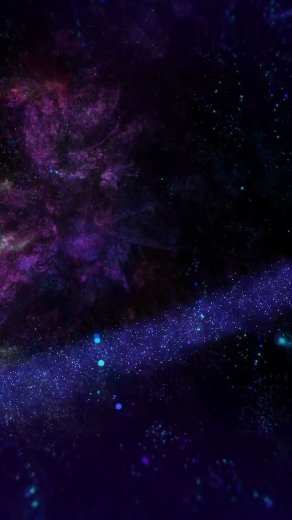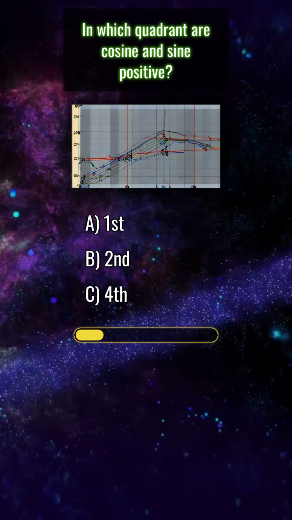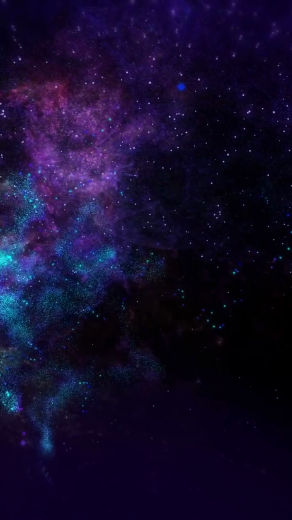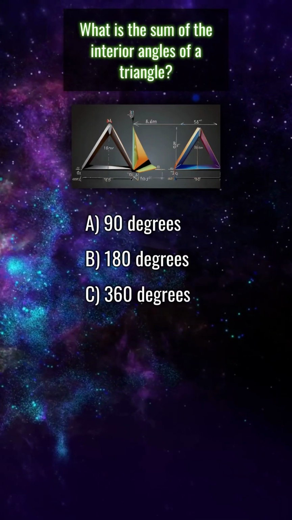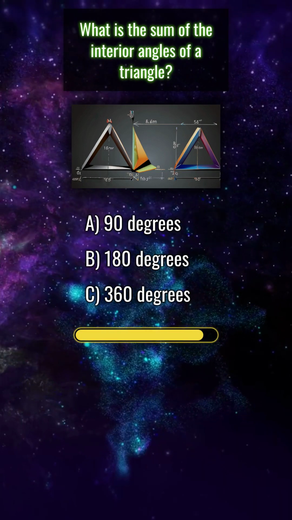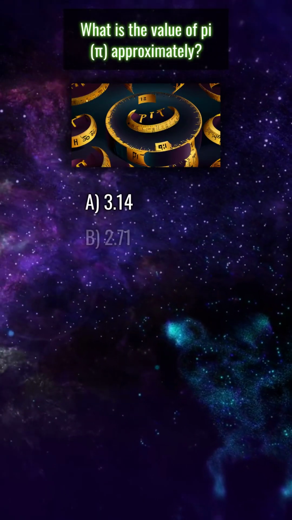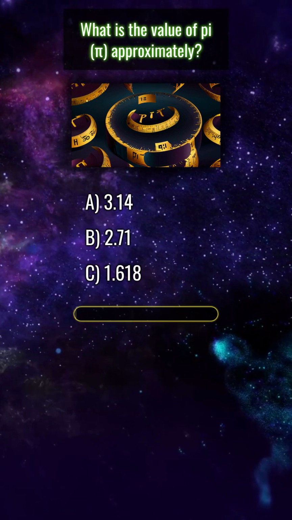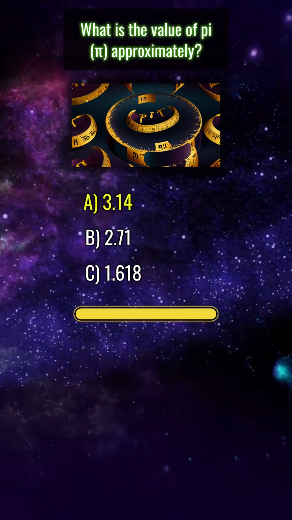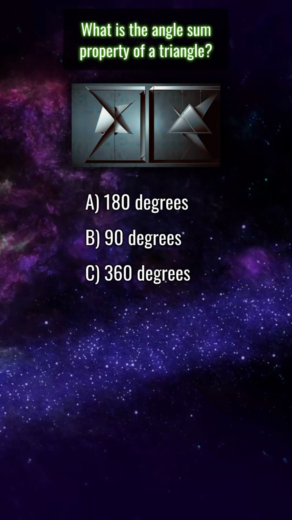A. 2. In which quadrant are cosine and sine positive? A. First. What is the sum of the interior angles of a triangle? B. 180 degrees. What is the value of pi, approximately? A. 3.14. What is the angle sum property of a triangle?